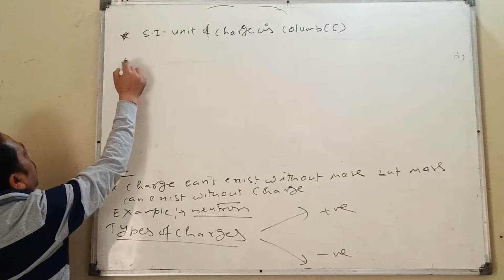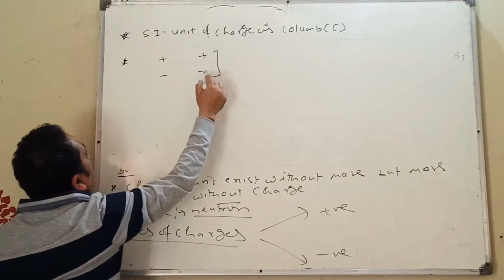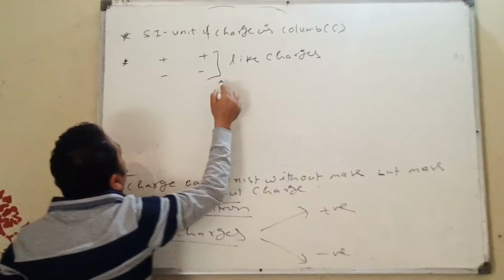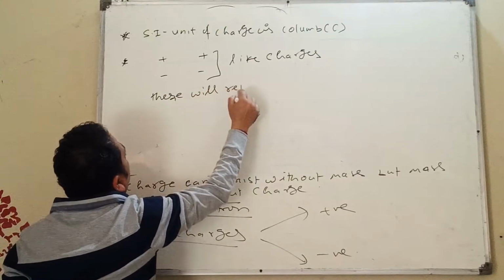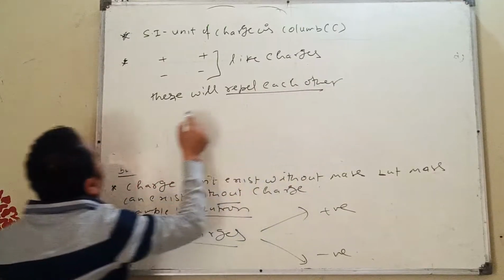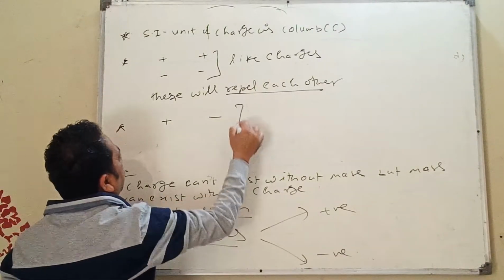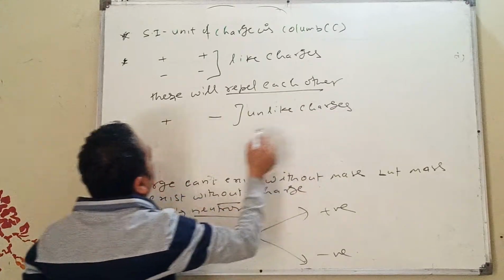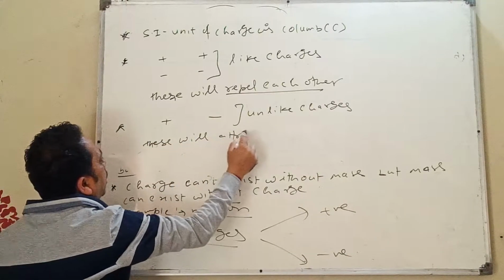Now the next one is very simple. If you have like charges, then these will repel each other. And if we have unlike charges, then these will attract each other.